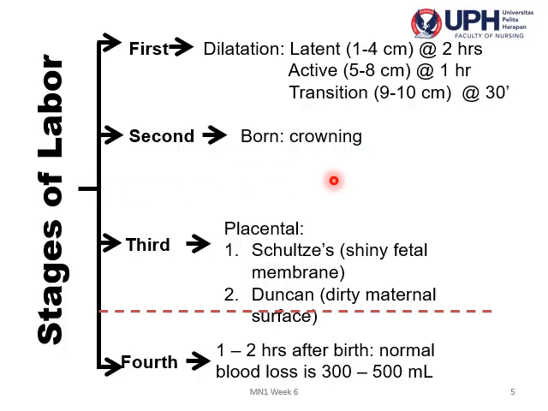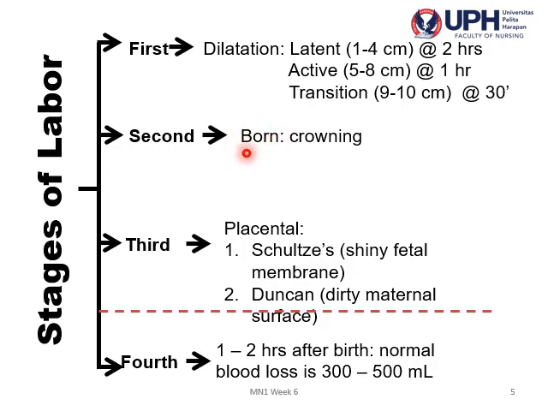After the baby is delivered, we move to the third stage of labor, where we deliver the placenta. We'll be able to observe the shiny membrane part, what we call the Schultze, and the dirty maternal surface, the one that was attached to the uterus of the woman, what we call the Duncan.